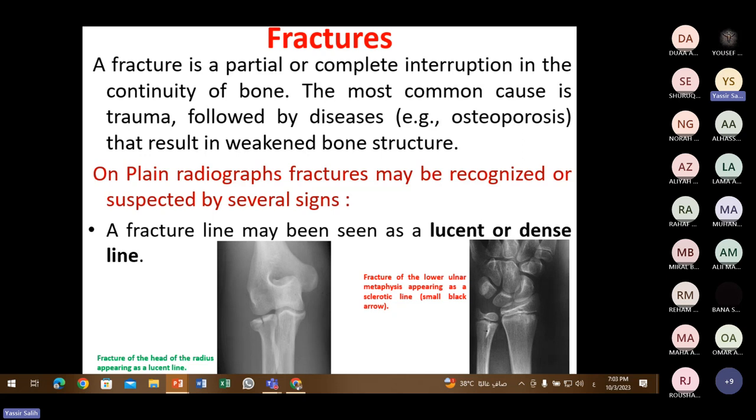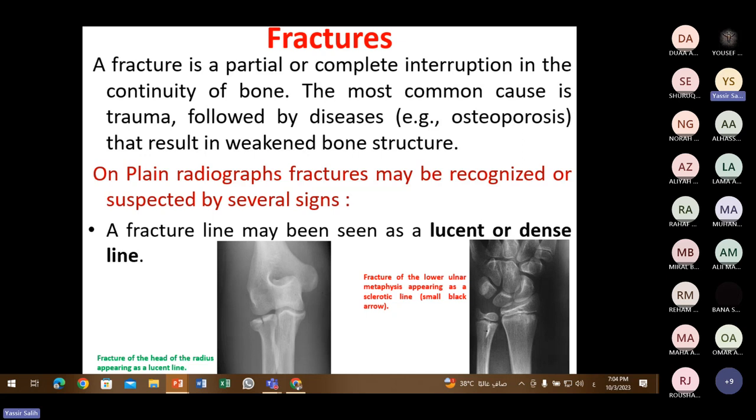This also can cause easily fracture in the bone. The signs of fracture, I would say like that, and we have many signs of fracture. Any one of these may be quite enough to diagnose fracture. Meaning we don't need to see all these signs. One sign is quite enough to diagnose fracture.